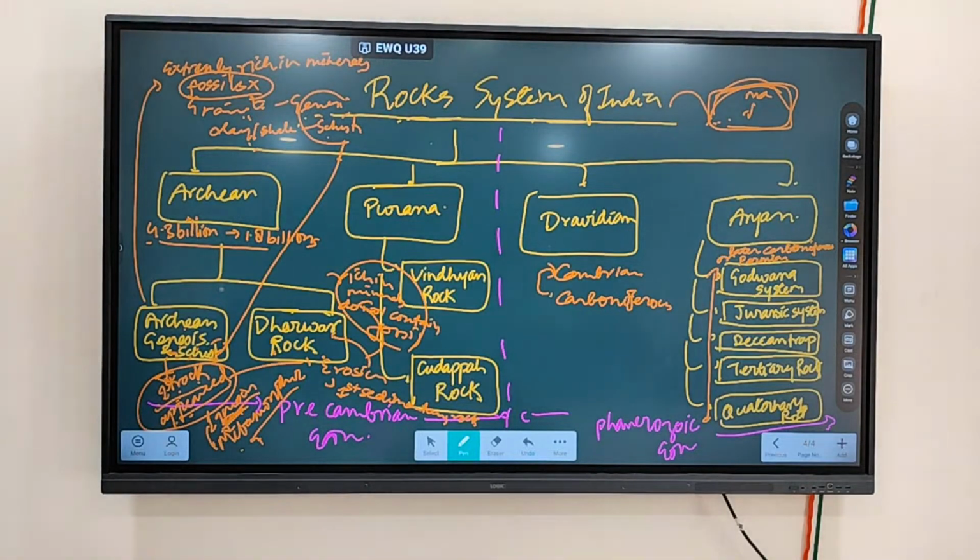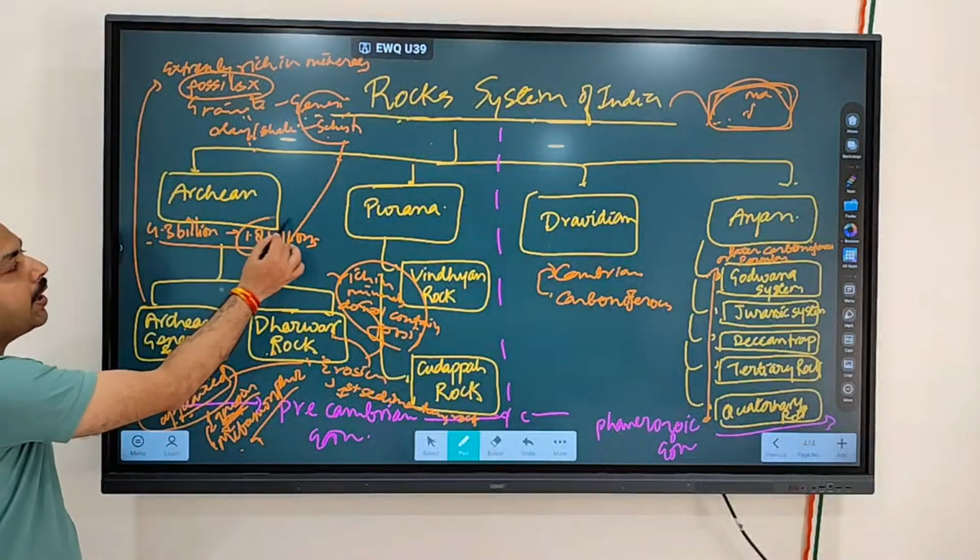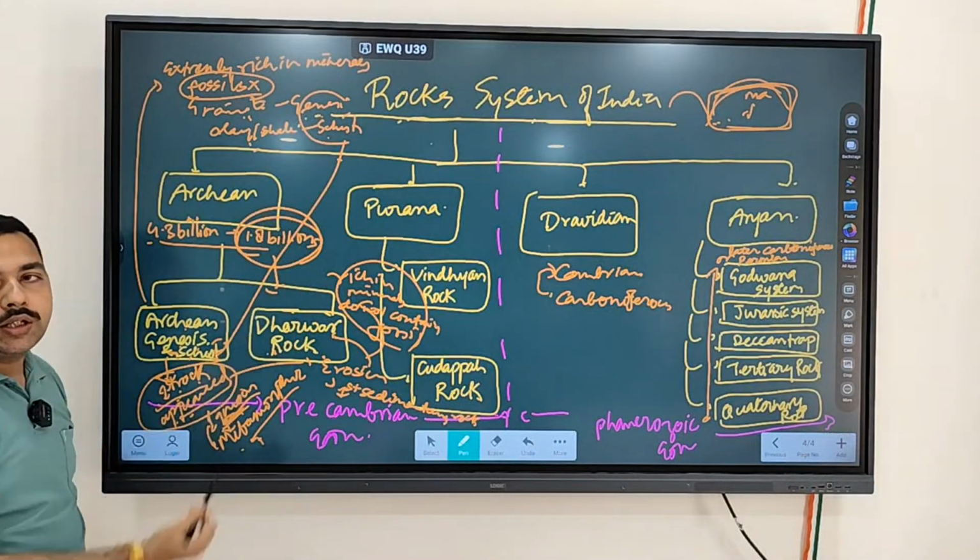So the question might come, why does Karnataka not contain fossils? This type of question can come in the mains examination, in the KPSC, KAS examination. Why is it not containing fossils? Because it was formed when life was not present on the land. In which period were Dharwad rocks formed? It was formed after 1.8 billion.